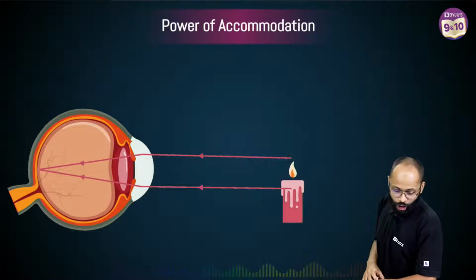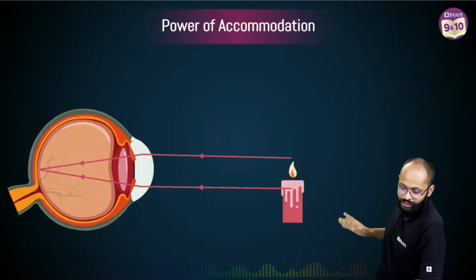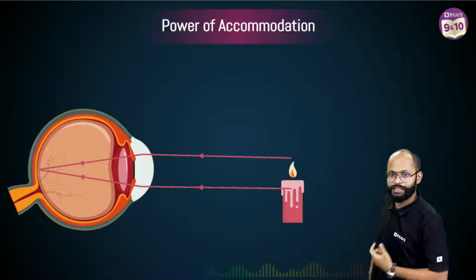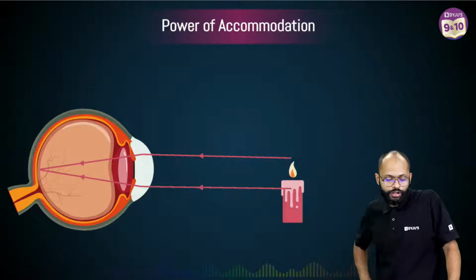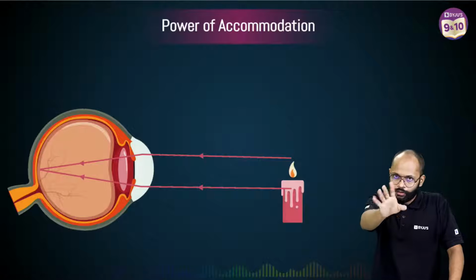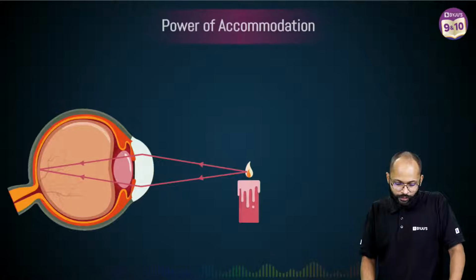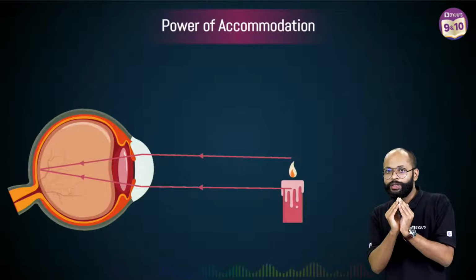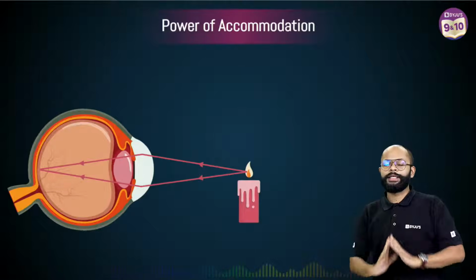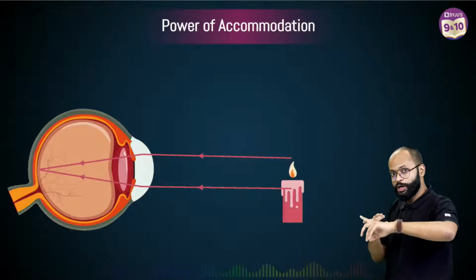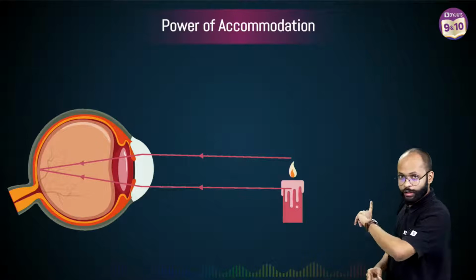Now, this is a very important animation. Okay, why, sir? Because this animation is explaining to you that you need a thinner lens to watch an object which is far from you. Lens can be thick and thin, you understand that. But focus. When the candle is near, lens is thick. When the candle is far, lens is thin. This is very important because I'll explain myopia, hypermetropia, everything from this particular concept.